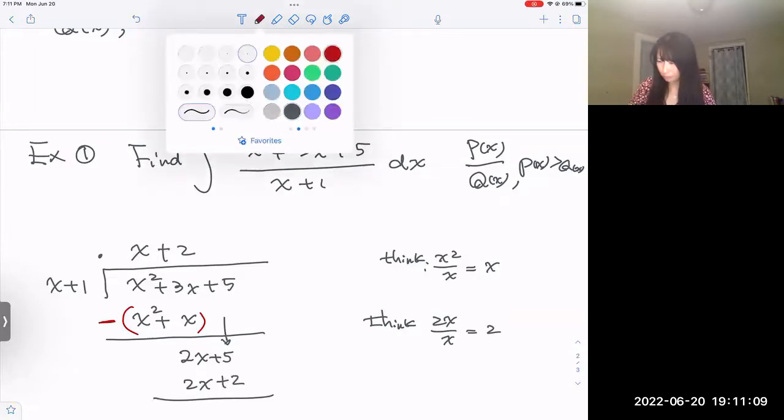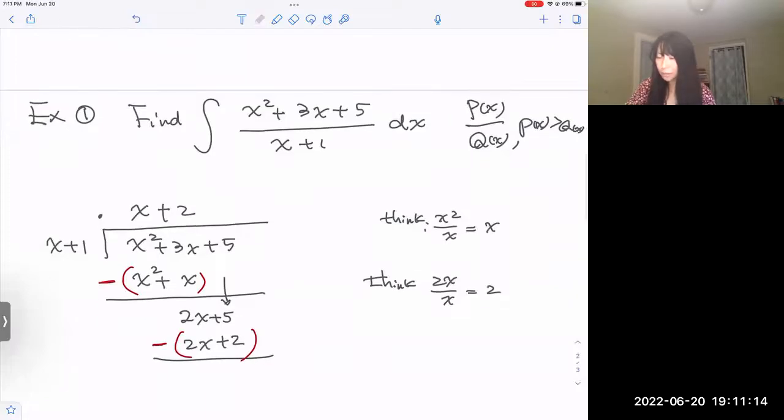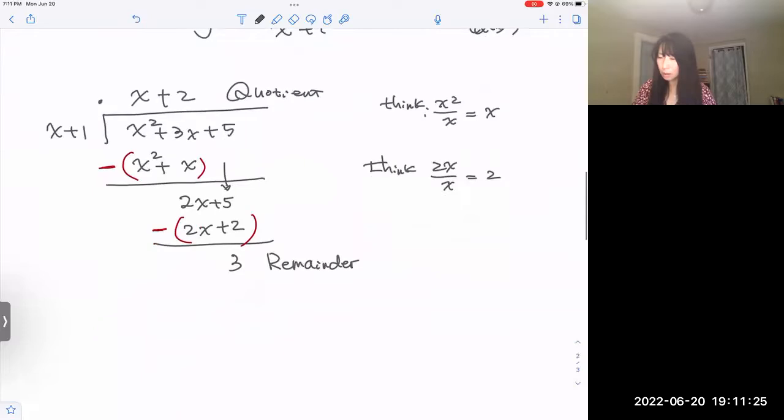Then we subtract, then we get 3 as a remainder, right? So this is a remainder. This is a quotient. So how do you write this one? So we write this one like this, right? So quotient plus the remainder over the divisor.